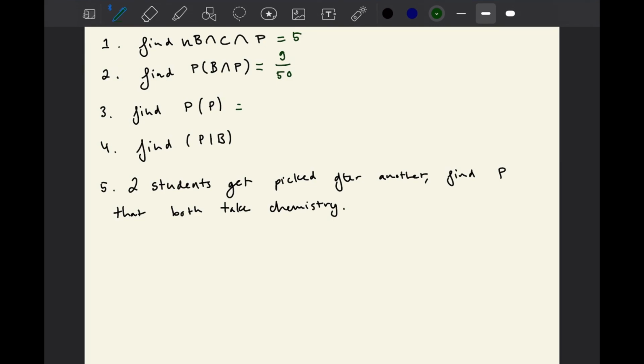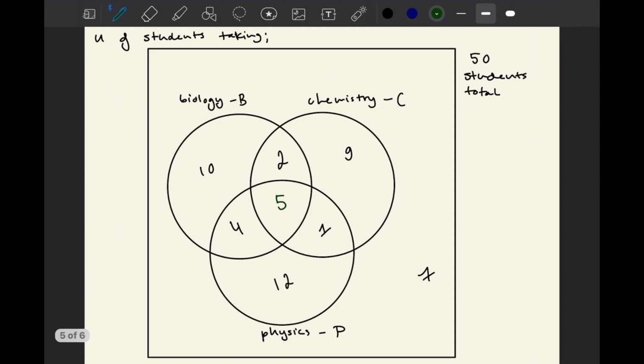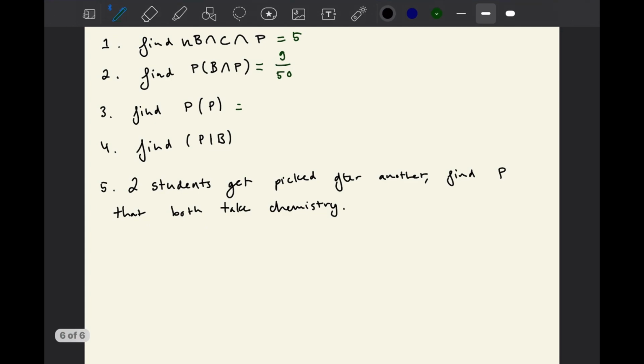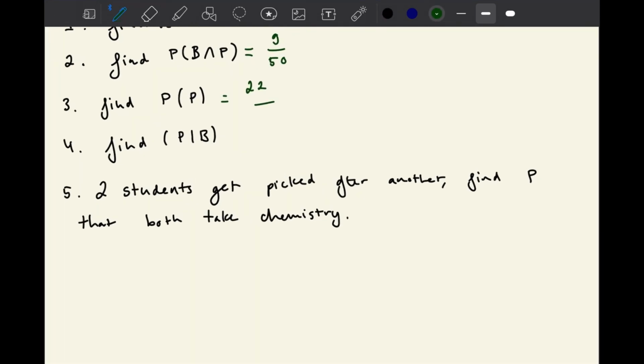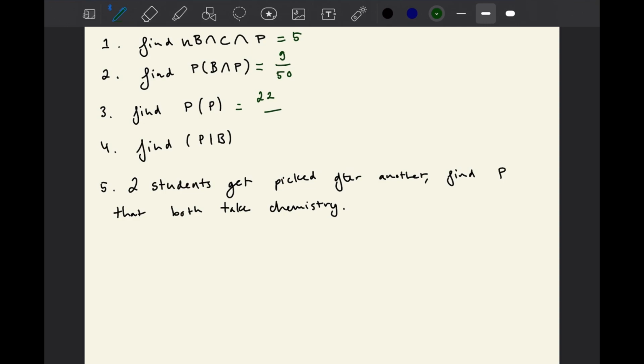Now let's find the probability of a student taking physics. This P is for physics. And physics, we can see that students who take physics does not mean that they cannot take another science. So we can assume that we can include all of these numbers as well. So we're going to have 12 plus 4 plus 5 plus 1, which is 22, over, once again, 50, because that is our total number of outcomes.